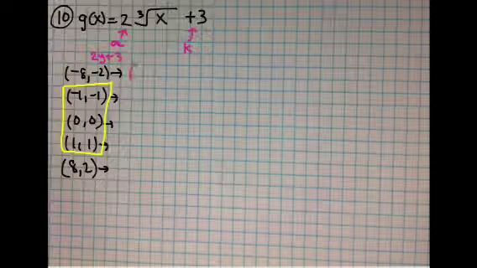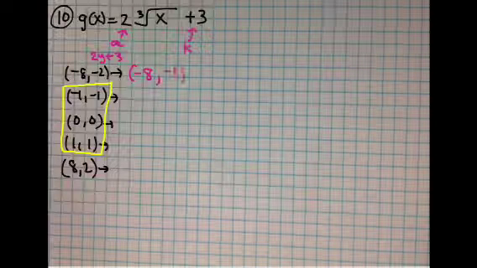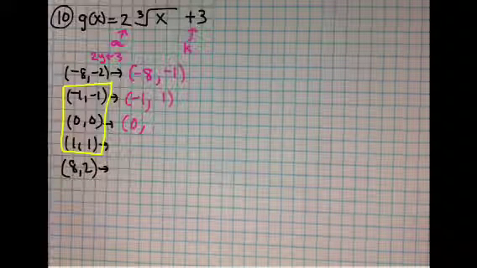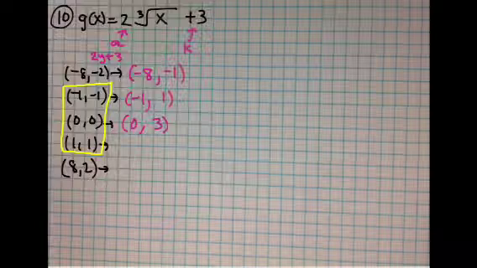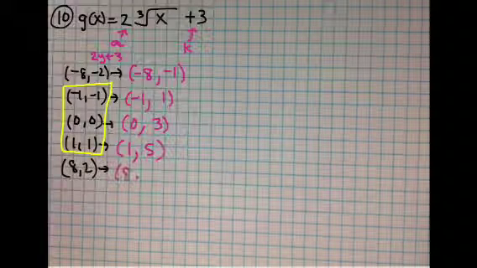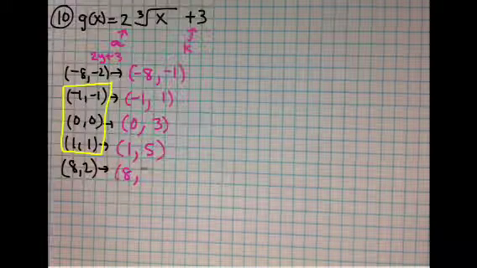So in this problem, the x's are not going to change. So negative 8. 2 times negative 2 is negative 4, plus 3 is negative 1. Again, the x does not change. 2 times negative 1 is negative 2, plus 3 is 1, and x doesn't change. 0 times 2 is 0, plus 3 is 3. X doesn't change. 2 times 1 is 2, plus 3 is 5. And then 2 times 2 is 4, 4 plus 3 is 7.